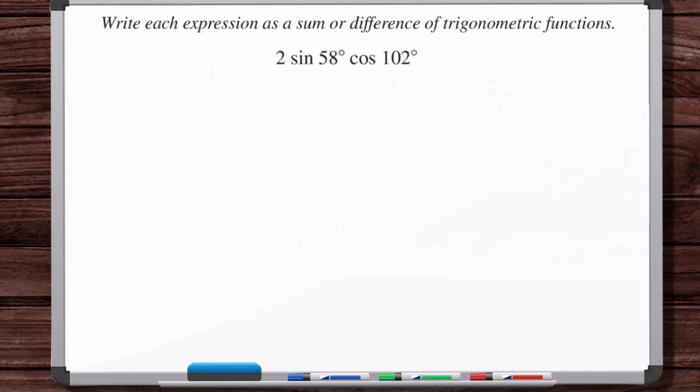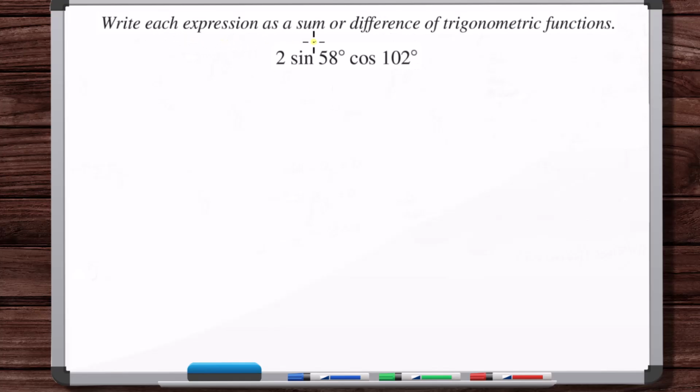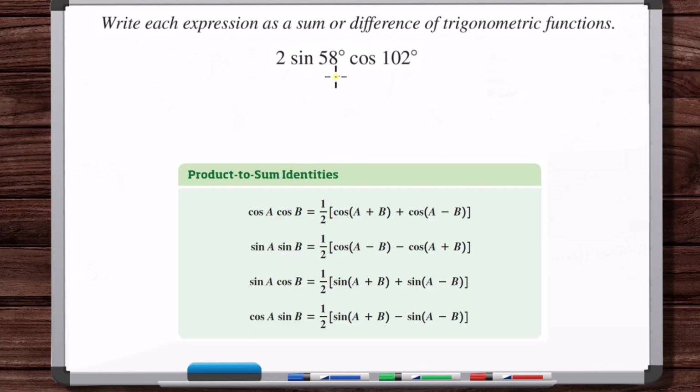In this video, we're going to work example problems where we make use of the product to sum and/or sum to product trig identities. So if we come to the trig identities sheet, that's these identities here. Write each expression as a sum or difference of trig functions. Here we have a product of trig functions, but we want to write this as a sum of trig functions. So going from a product to a sum, that's what the product to sum identities are all about.